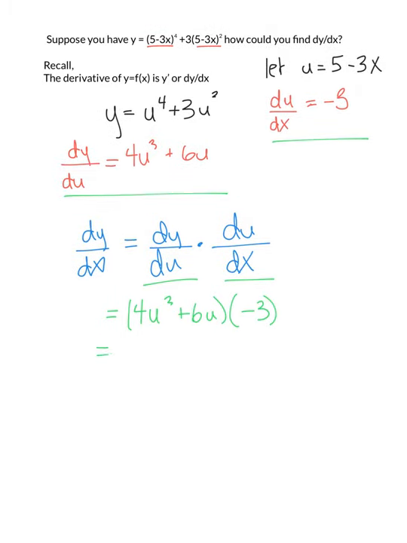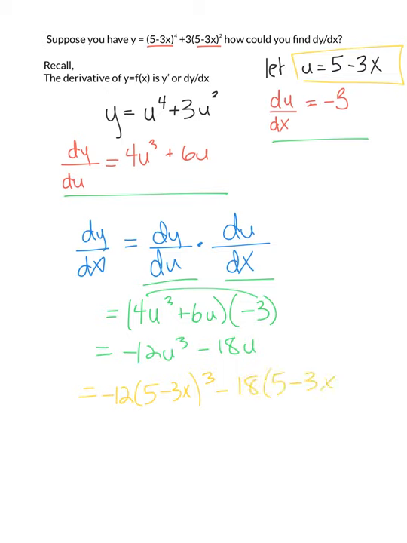So if I go ahead and multiply this through, I'm going to be getting a negative 12u cubed minus 18u. And then what we have left to do is take this u equals 5 minus 3x and plug this back in. So negative 12 times (5 minus 3x) cubed minus 18 times (5 minus 3x). Since I'm not asking you to do anything with this, I'm just asking you to find the derivative, I am okay with you not simplifying it, so we're just going to leave it at this point.